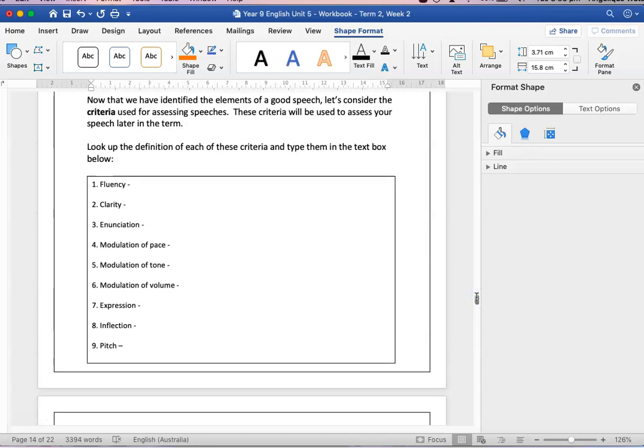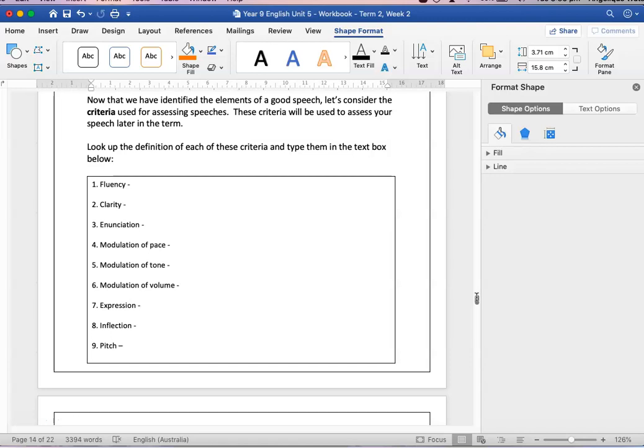Okay, so fluency, clarity, enunciation, modulation of pace, modulation of tone, modulation of volume, expression, inflection, and pitch. Okay, so those 9 elements are really important, and that is the criteria we will use when we come to assess your speech later in the term.